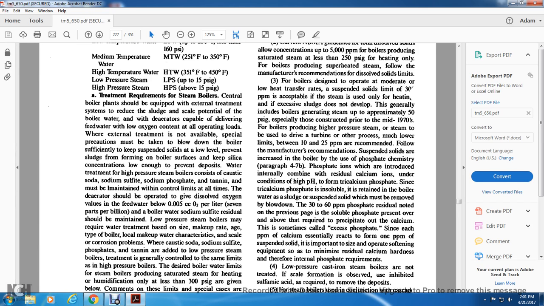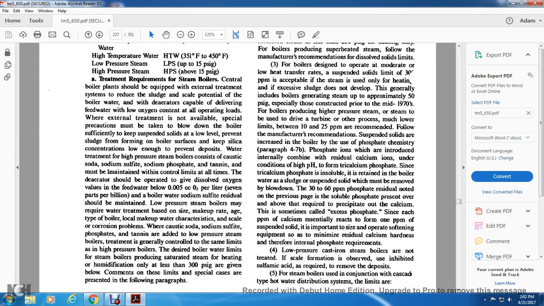A residual of 30 to 60 parts per million phosphate is noted on the previous page, with the solid sulfate phosphate present over the amount required to precipitate out the calcium, sometimes excessive phosphate, since each part per million of calcium essentially reacts to give 1 part per million of suspended solid. It is important to size operating softening equipment so as to minimize residual calcium hardness, and therefore internal phosphate requirements.